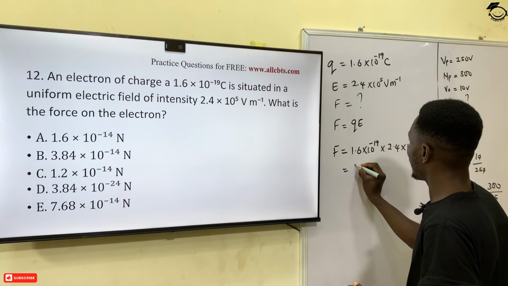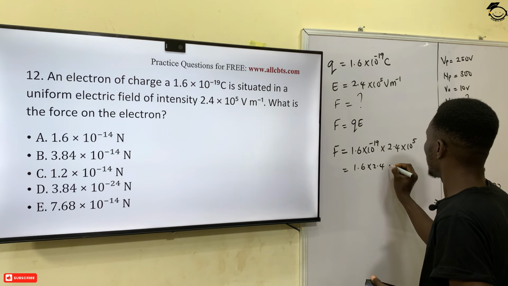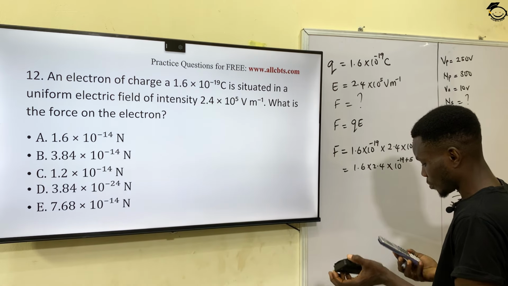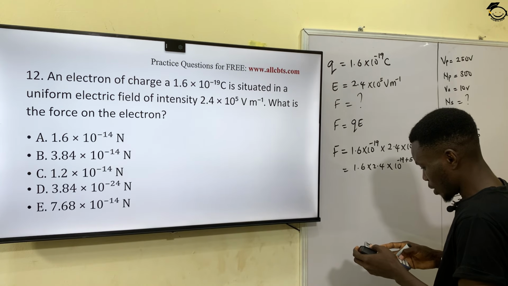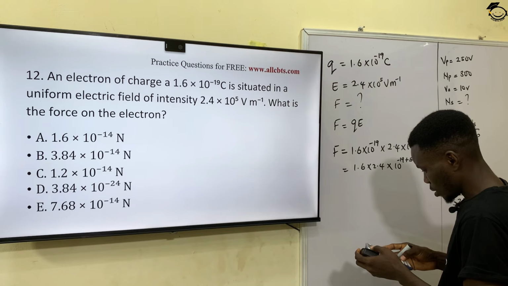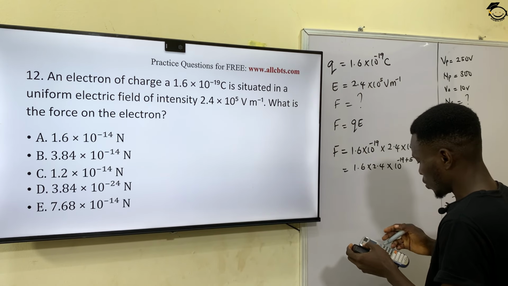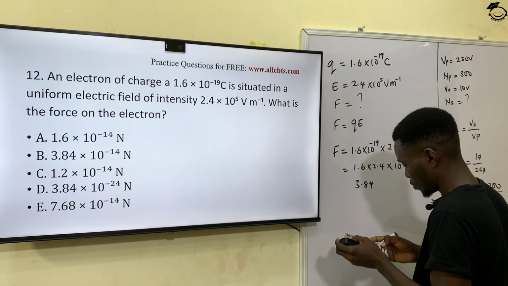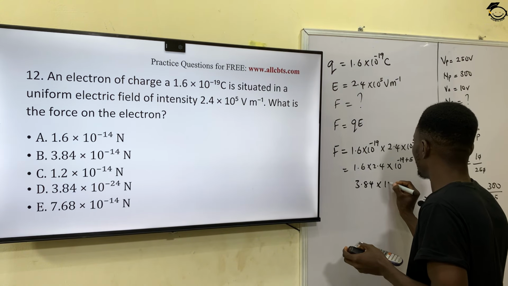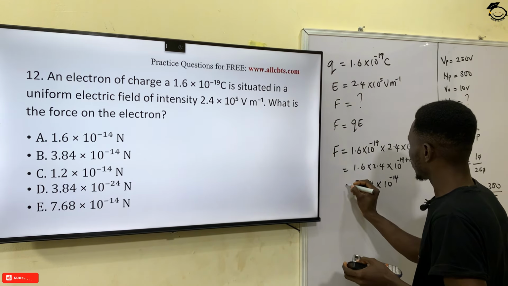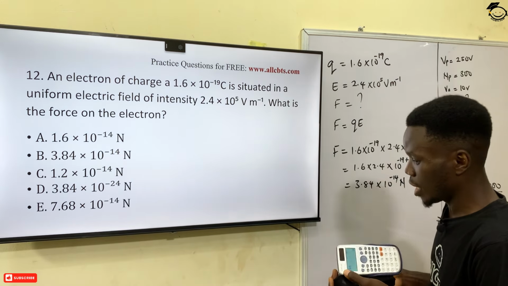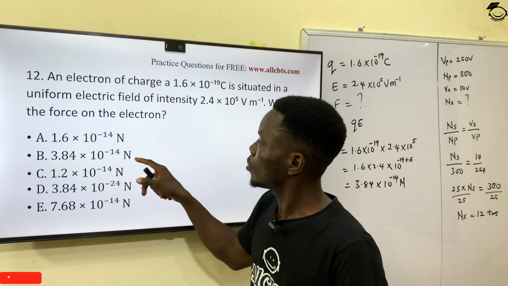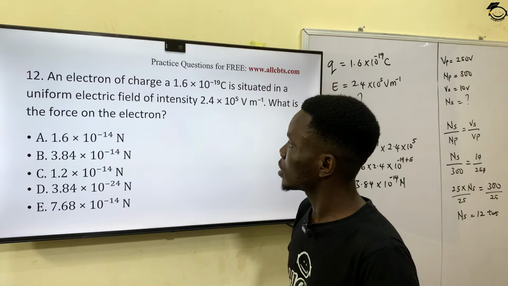So this is the same as 1.6 times 2.4 times 10 raised to power minus 19 plus 5. So 1.6 times 2.4 will give me 3.84 times 10 raised to power minus 14 Newton. So the correct answer here is 3.84 times 10 raised to power minus 14 Newton, which is option B. So the correct answer here is option B.